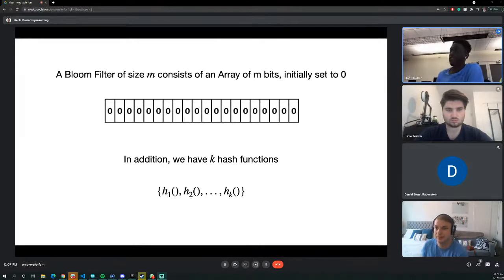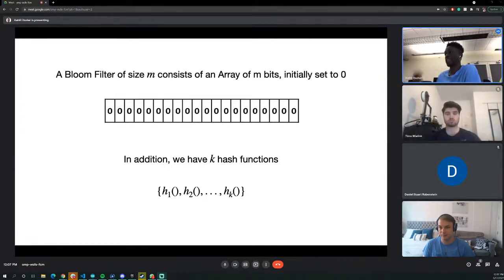A Bloom filter has two main parameters, M and K, which you might see a lot in the literature. A Bloom filter of size M is just an array of M buckets of bits, all initially set to 0, like the simple array of bits drawn here. In addition to this array, we also have K hash functions, here denoted H1, H2, all the way up to HK. So your array of size M and your K hash functions, that's basically your Bloom filter.